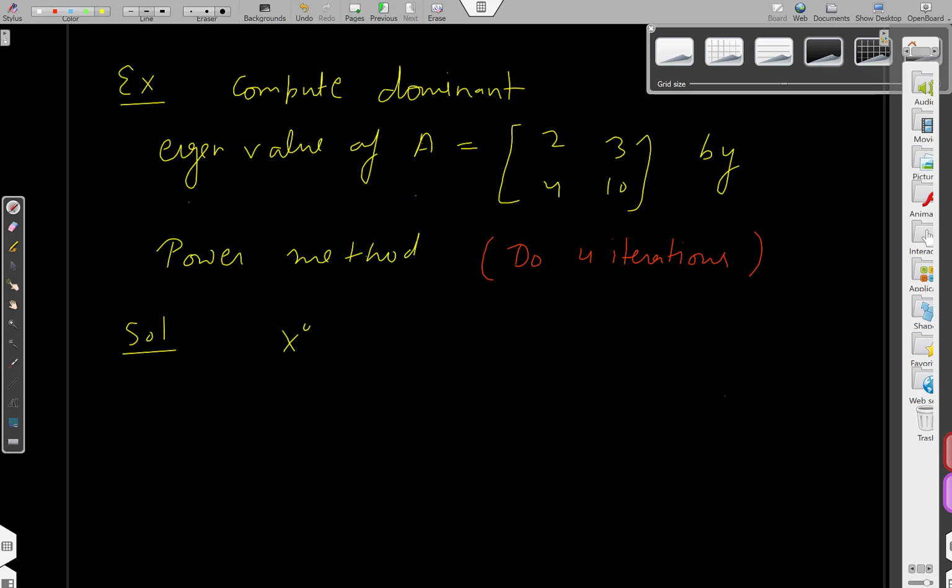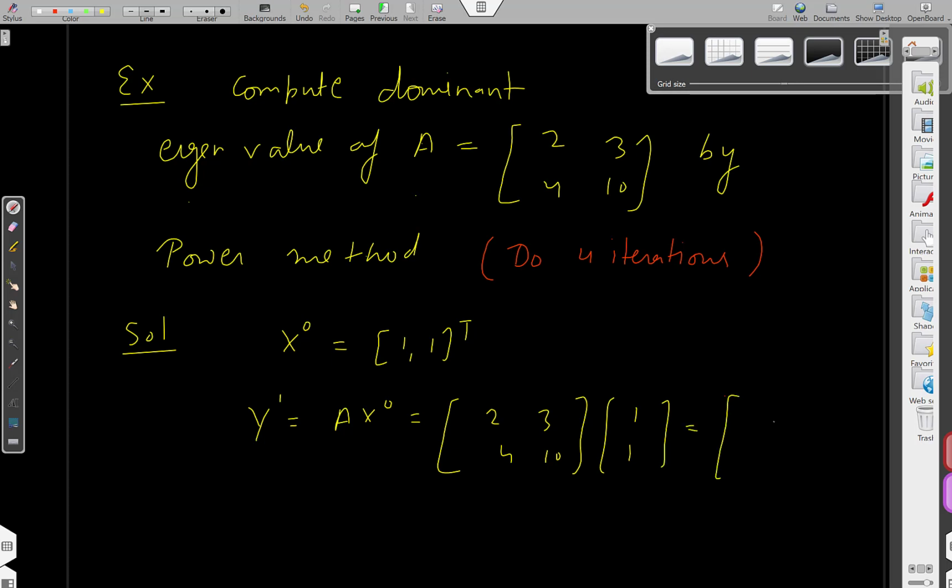Let us take the initial vector as 1 1. So what we do, we will compute y1 equal to A x0. A is your matrix 2 3 4 10, and you will multiply by 1 1. What you are getting is 5 and 14. That is the first iteration.